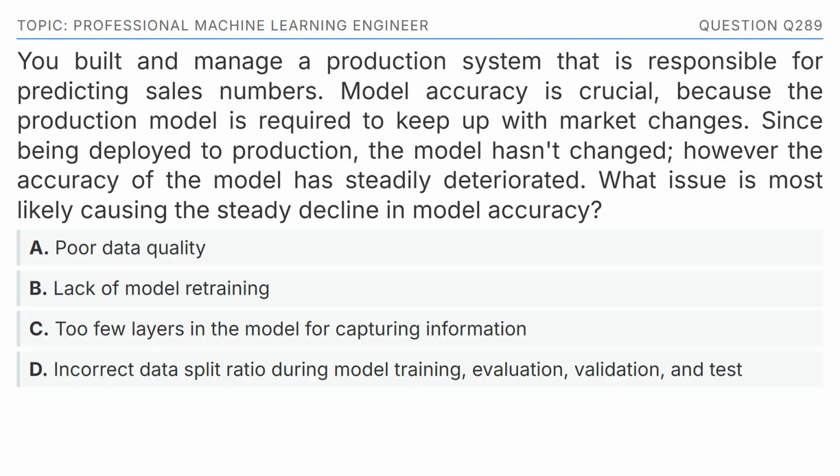The options are: Option A, poor data quality. Option B, lack of model retraining. Option C, too few layers in the model for capturing information. Option D, incorrect data split ratio during model training, evaluation, validation, and test.